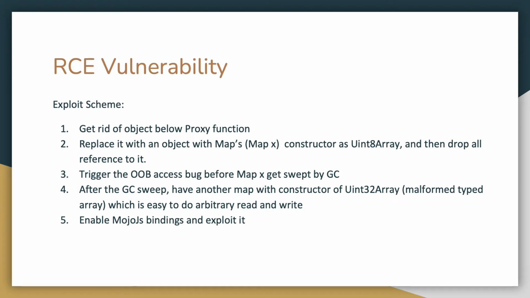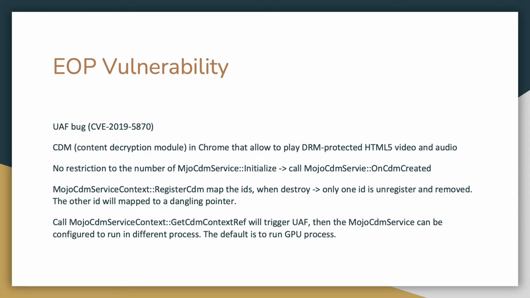So on the surface level, what he does with the exploitation is use proxy functions and add different maps into it, and also create a malformed typed array with which he could easily do an arbitrary read and write, and then from there enable the module JavaScript bindings and exploit it. The second level of vulnerability, called an EOP vulnerability, involves the CDM, or content decryption module, in Chrome.